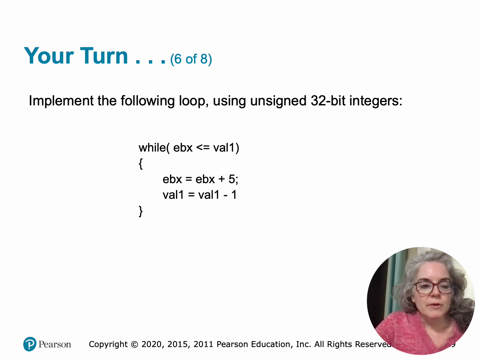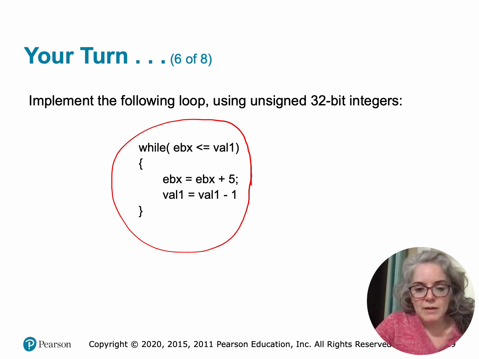So here we're asking you to try this out. Implement the following loop using unsigned 32-bit integers. So this is a loop as you would see in C++ or Java. And what you want to do is write it in assembly. Okay, so try that out and then look at the answer.